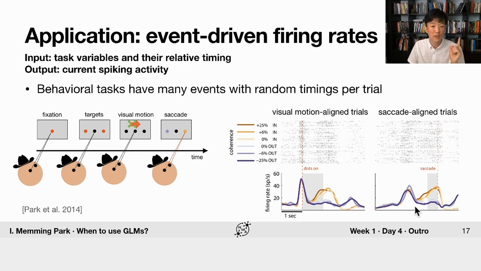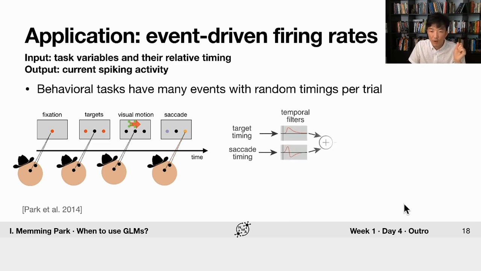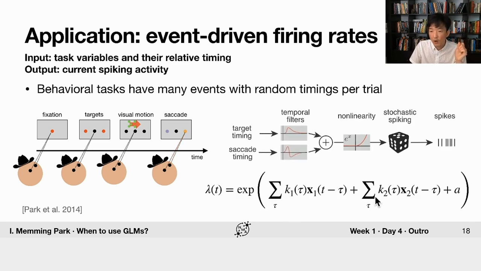But you can build a GLM if you do it this way. So it's a temporal GLM as you've done in your tutorial, but now the input covariates here are timings. So the target showing up on the screen at some time will be indicated as, let's say, a 1, and all the other time points will be 0, which will go through a temporal filter, which modulates the firing rate with the exponential nonlinearity and Poisson spiking. And same for the saccadic eye movement timing.